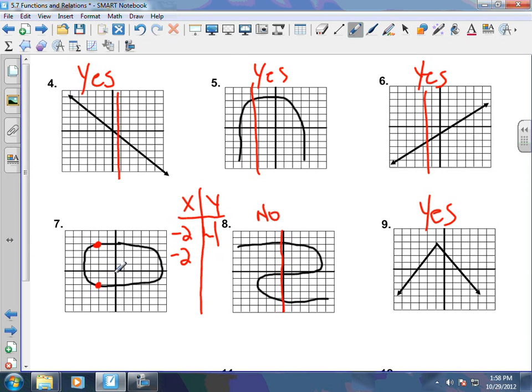What's my y value here? -2. So according to this, when x is -2, y is 4. And when x is -2, y is -2. I cannot have two different answers for x. When x is -2, your answer can only be one. I can only have one answer for x.